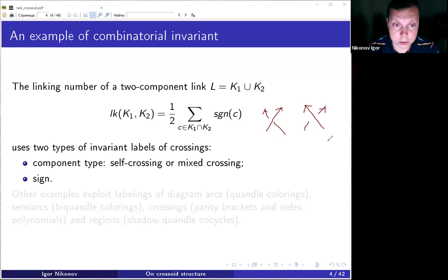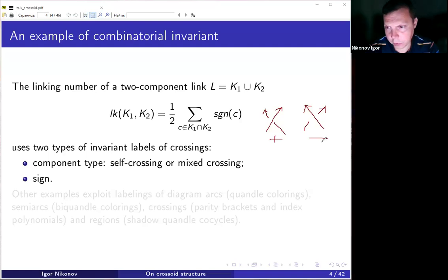When we look at the orientation of the knot at the crossing, the left picture is the positive crossing, and the right is the negative crossing. So we have positive and negative signs of each crossing, and we take the sum of these signs, but not for all crossings, but only for crossings where two different components intersect. So this will give us some integer number. In the classical case, it will be an even number. So 1/2 of this number is the integer linking number of the link.